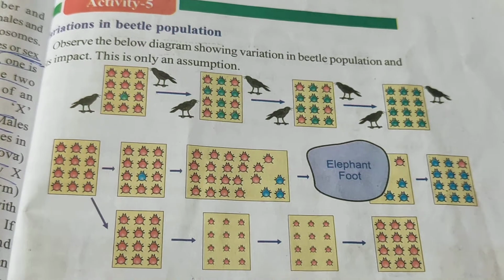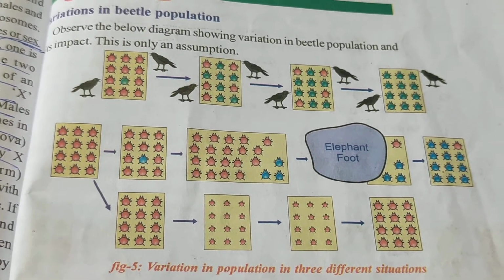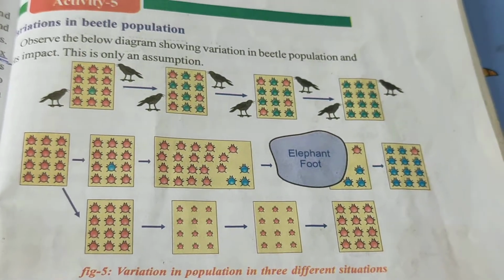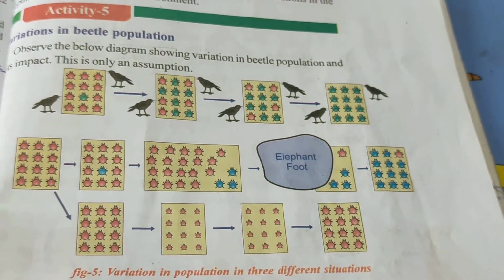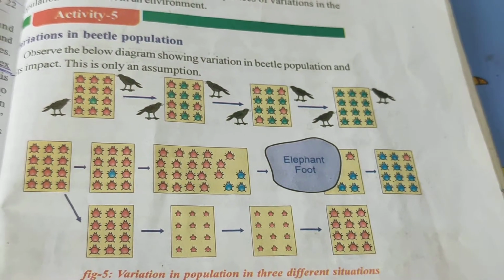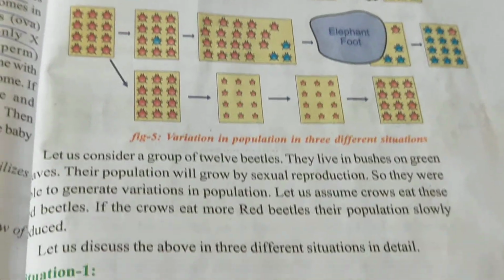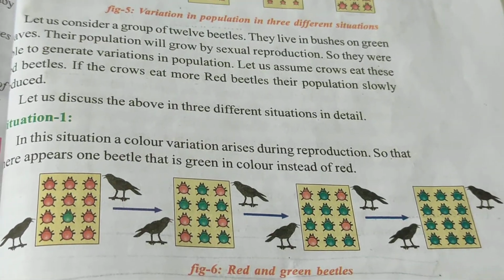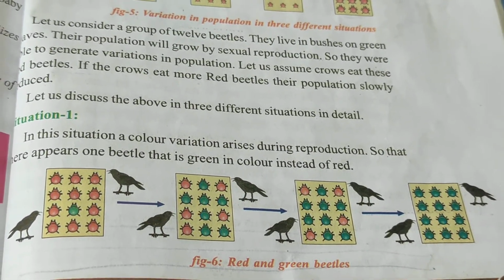So like that, these red colored beetles died, whereas the green colored beetles survived. So this is only one assumption. And the next assumption is situation 2, where a color variation arises during reproduction, so that one beetle is green in color instead of red. This was already explained.